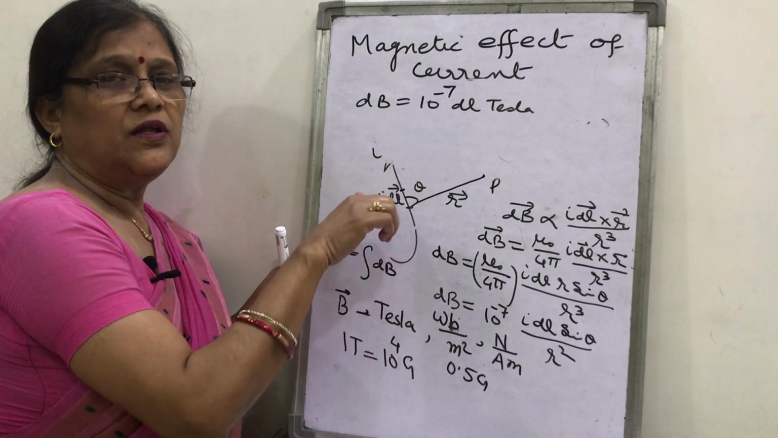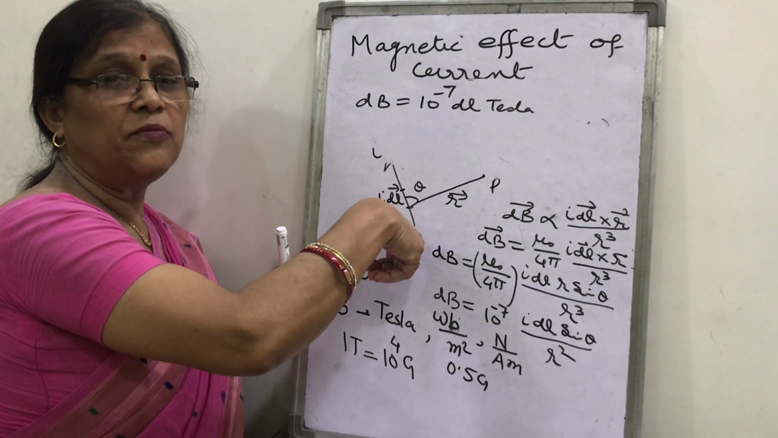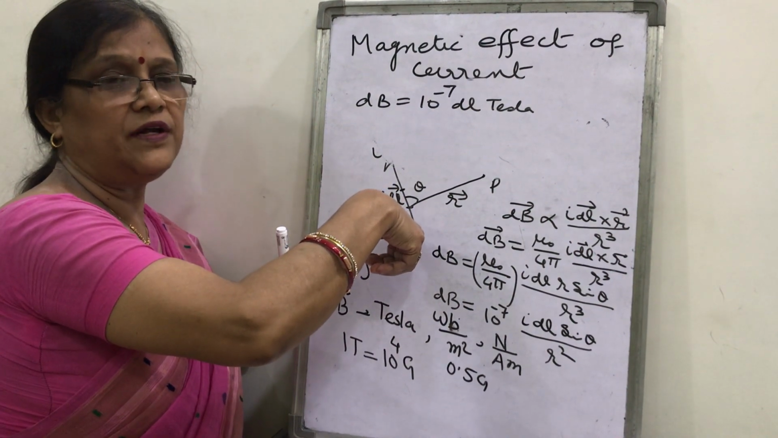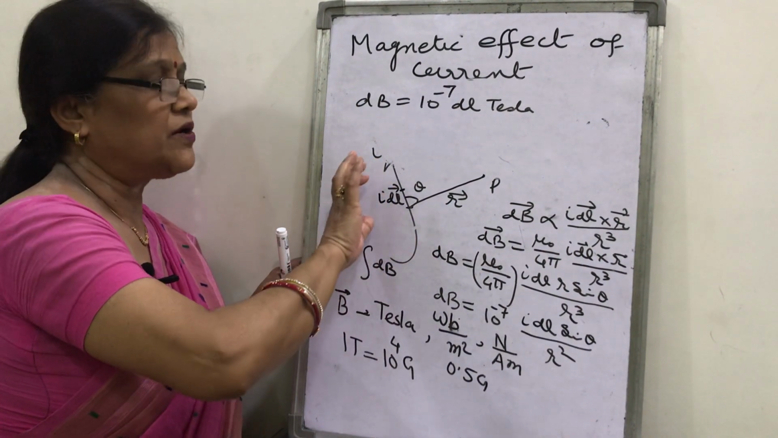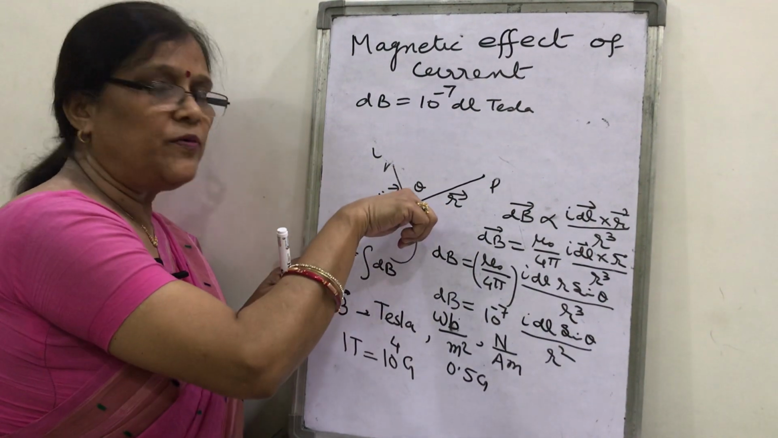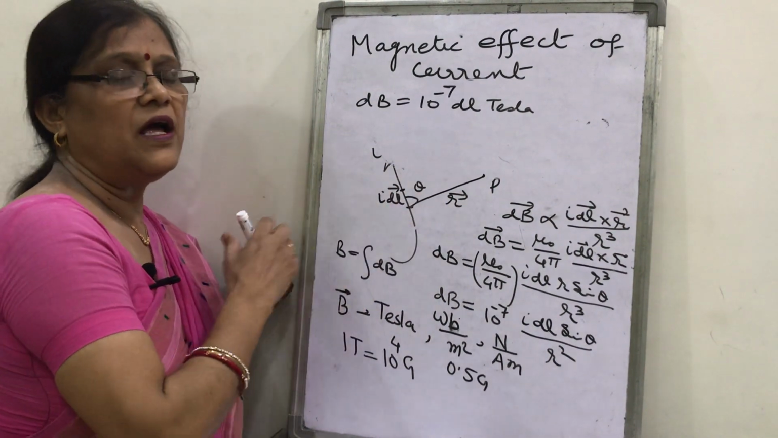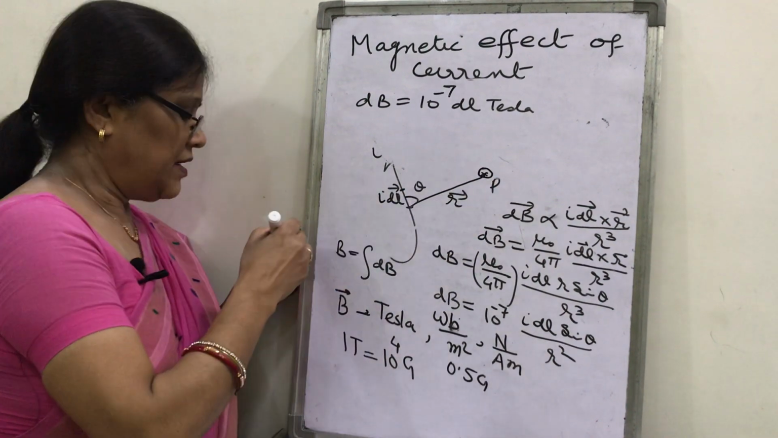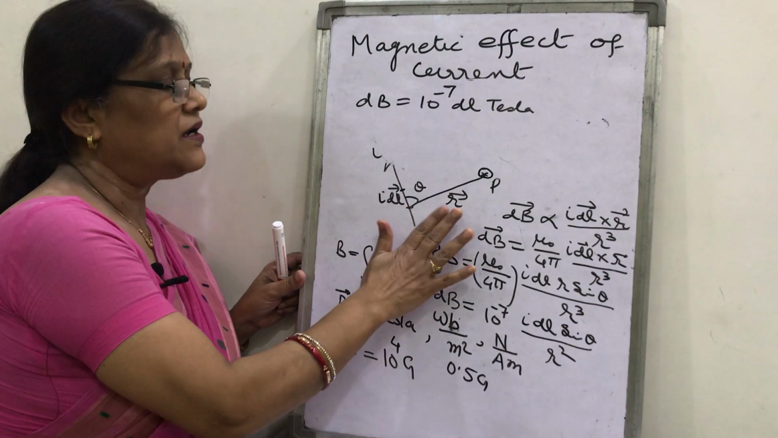So if the screw is rotated clockwise, imagine the motion of the tip of the screwdriver, that it will move inward. Think that you are rotating the screw in the clockwise direction from dl towards r, then the tip of the screw moves in the inward direction, that is perpendicular to the plane inward, and this is represented by a cross here. So at point P, magnetic field is directed perpendicular to the plane containing dl vector and r, and inward.